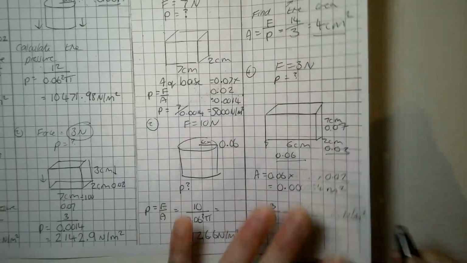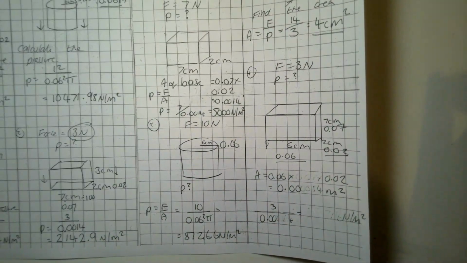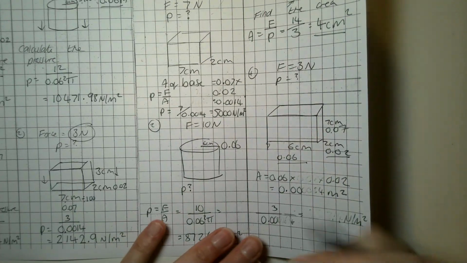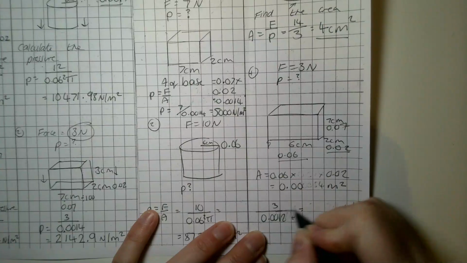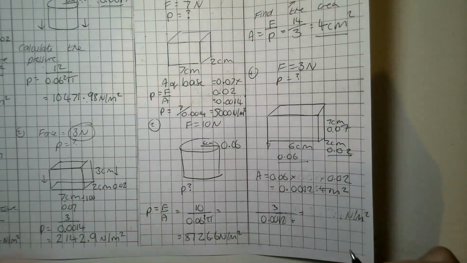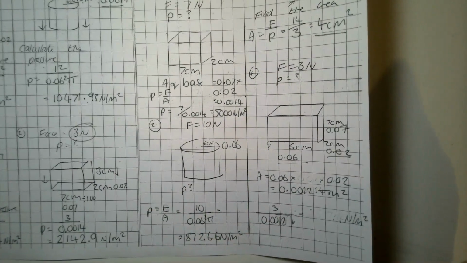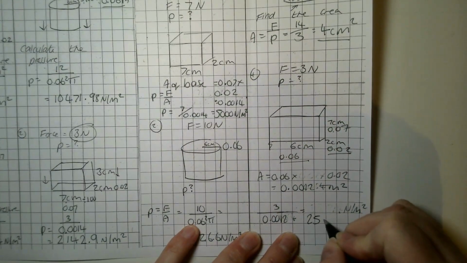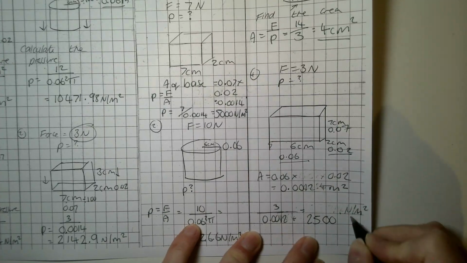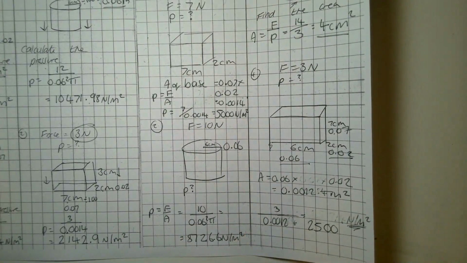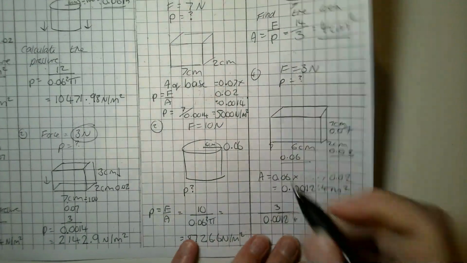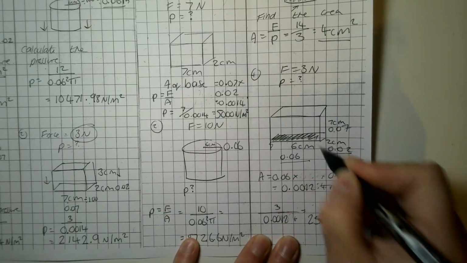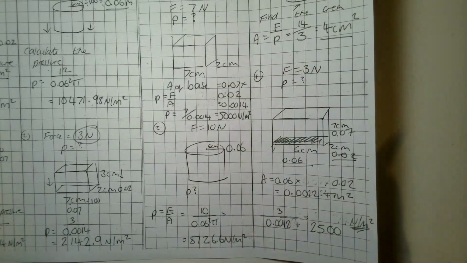Just going to correct that one now. So we're going to do 0.06 times 0.02, which is 0.0012. And then 3 divided by 0.0012. So you should have got, and hopefully did, 2,500 newtons per metre squared. So it wasn't the volume, it's just the contact area that that cuboid makes with the ground.